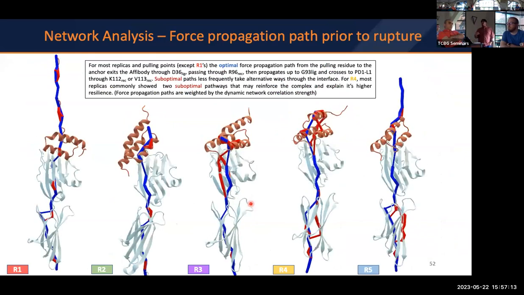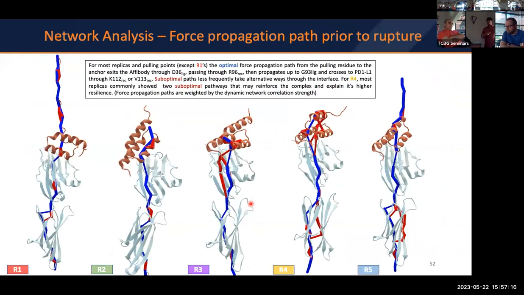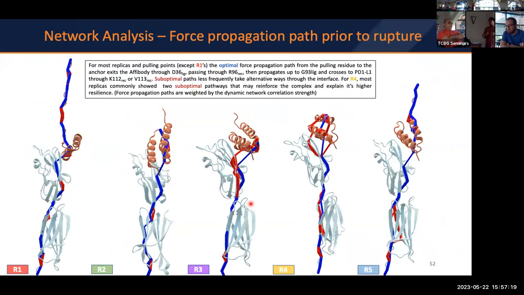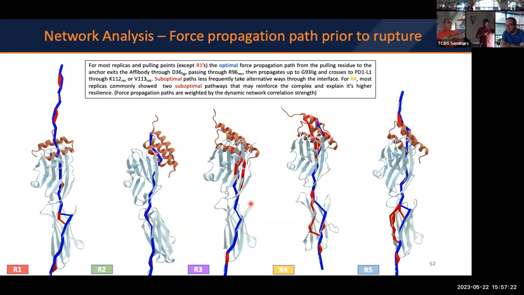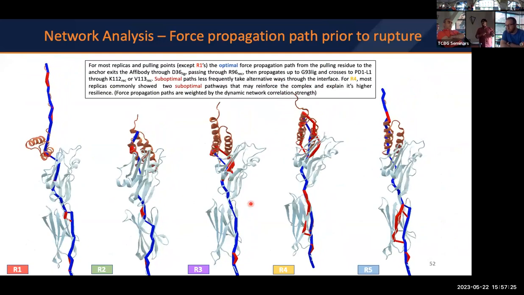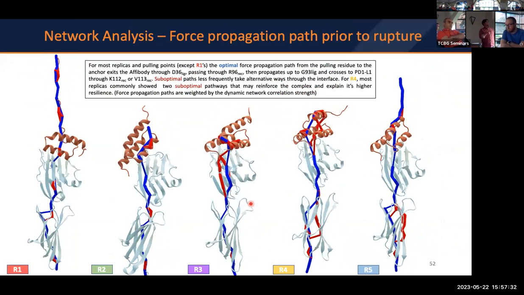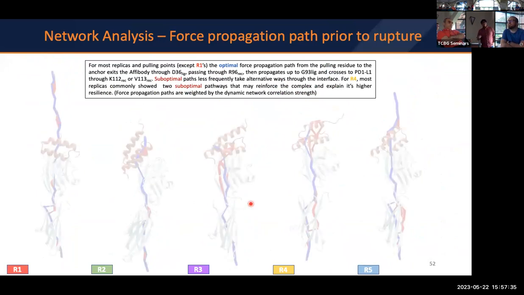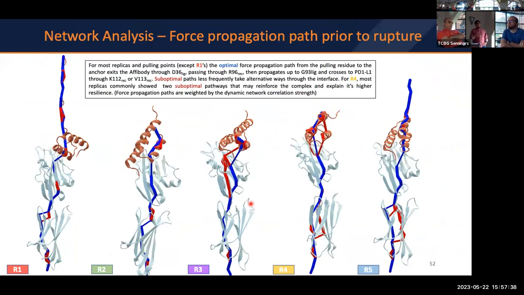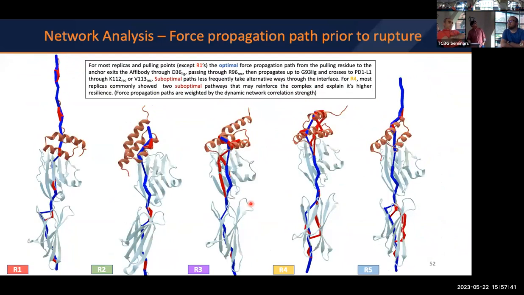To wrap up this story, we also did a network analysis in the moments prior to the rupture. The extra information we wanted to know is the pathway where the force propagates, and how it propagates in the different areas. We were able to draw this with the cool PowerPoint also, and I will summarize on the next slides. Most of them share the same connection pathway, no matter which is the pulling point. It goes somewhere inside the antibody, but most of the time they connect through the same region.